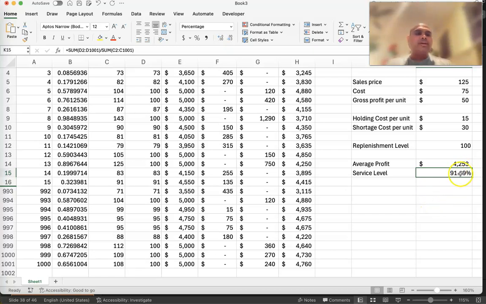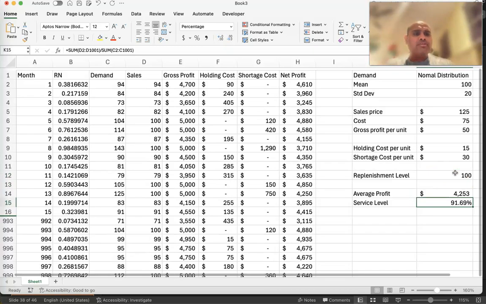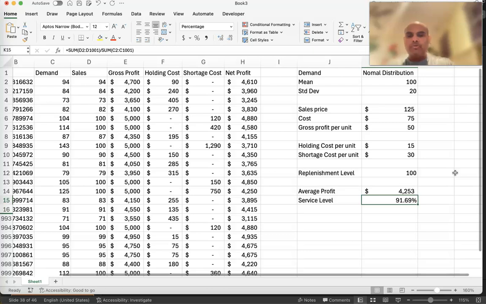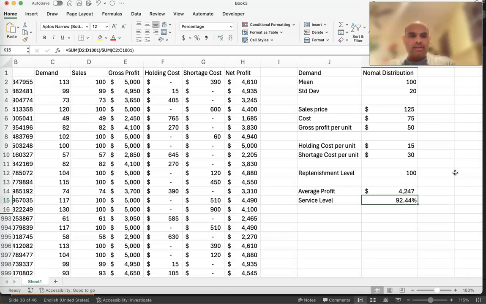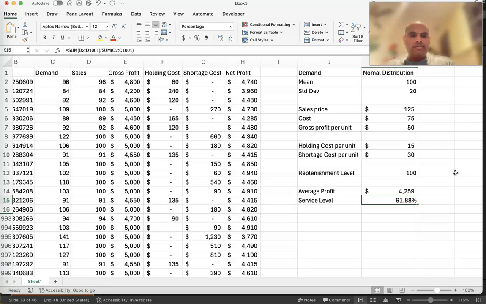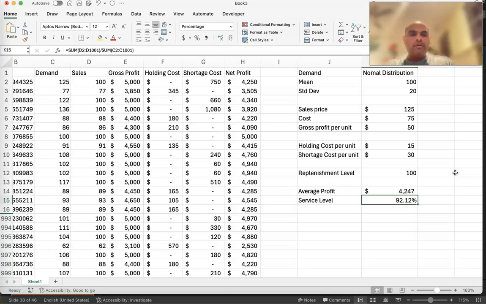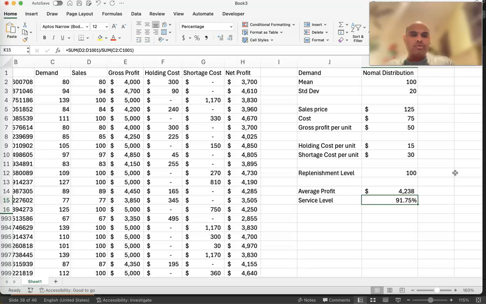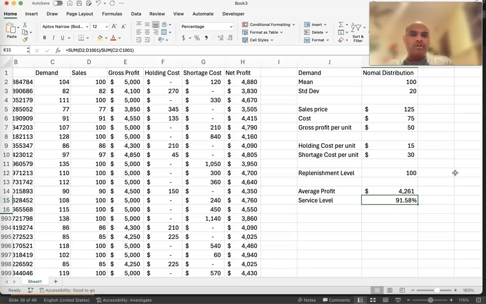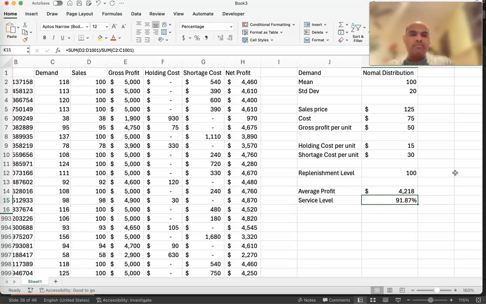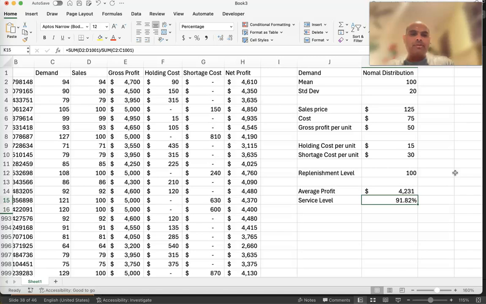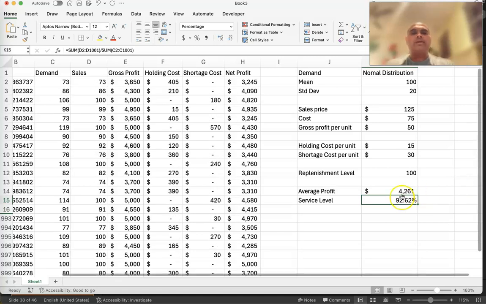There you go. So 91.69, and this will change obviously as we change the random numbers, but it won't change by that much, I think. Yeah, it's staying around 91, 92%. So that's the service level that we have. Even the average profit, you'll notice, is 4,200 something. It's not changing outside of 4,200. Sometimes it becomes 4,190, but never more than that, right? And that's the idea. So that's my average profit and service level if my replenishment level was 100.